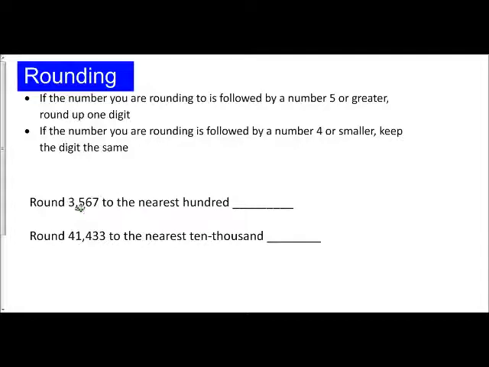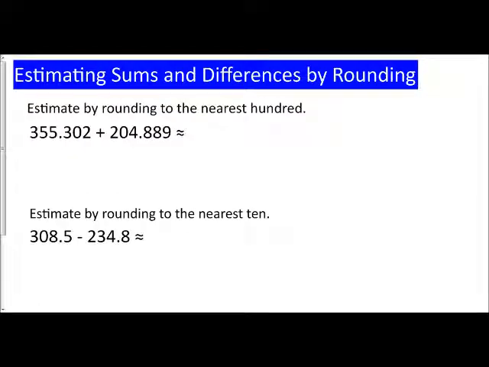This is the hundreds place, means I look here at the 6, and since that's greater than 5, I'm going to change that 5 to a 6. 3,567 is closer to 3,600 than 3,500. And then for the next example, I want to round to the nearest 10,000. So 41,433, it's followed by a 1, so that 4 is going to stay the same, and everything else is replaced with zeros.